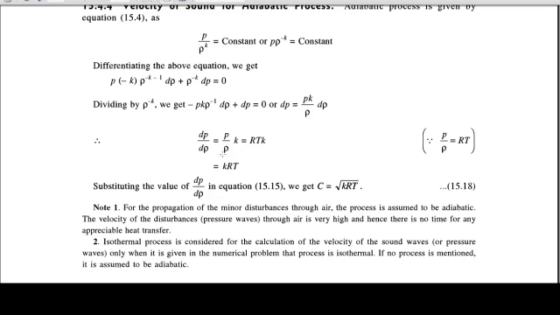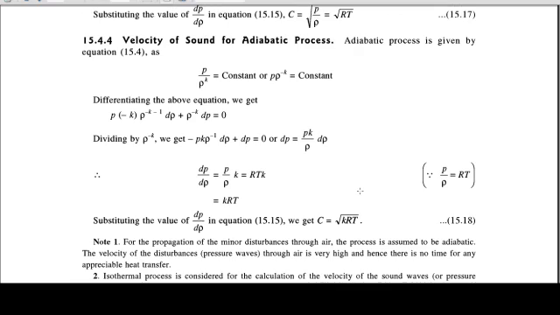dP is equal to P into K upon rho into d rho. Okay, so dP upon d rho is equal to P upon rho into K, but we know from the equation of state that P upon rho is equal to RT. So put over here RT into K. So dP upon d rho will become KRT. So the velocity of sound is equal to under root of dP upon d rho, which is equal to under root of KRT. Okay, so this is the velocity of sound for the adiabatic process.